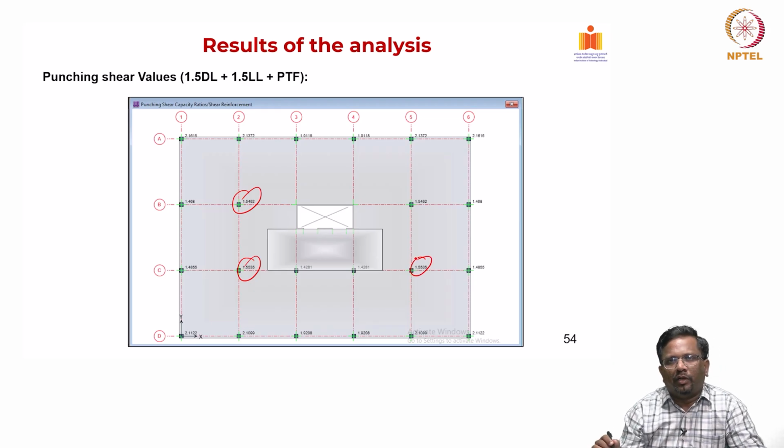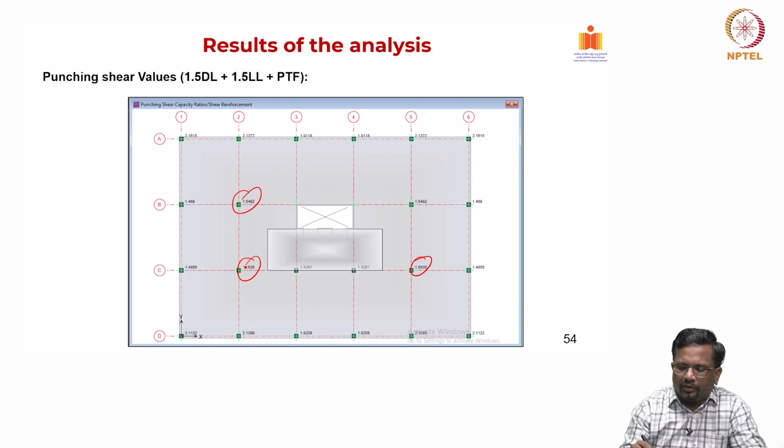So, you see that the flat slab thickness for 250 millimeter is actually not really satisfying the punching shear values at these locations. So, maybe what we have to do is we have to put a drop panel.